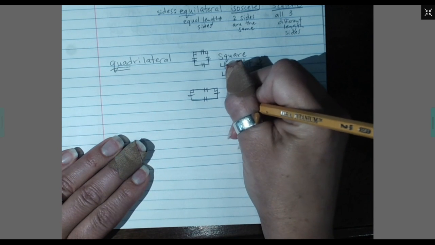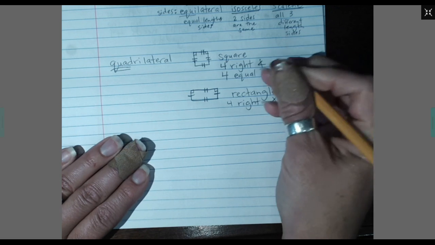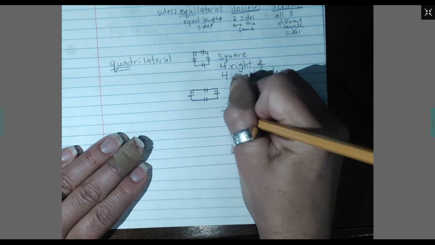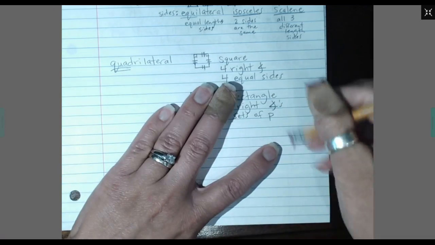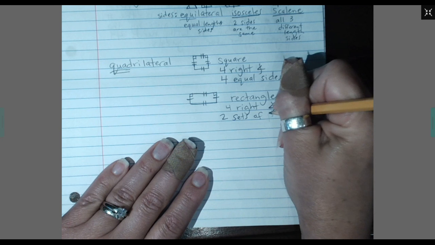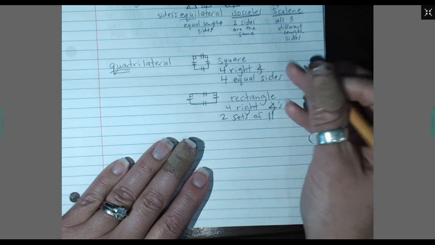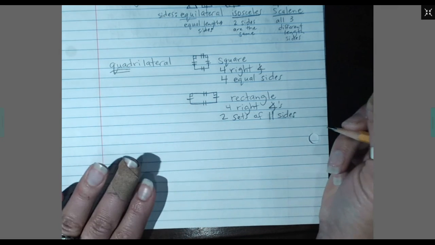So it has 4 right angles, and it has 2 sets of parallel sides. And actually, let's do the notation for parallel for you to learn. Parallel sides. 2 sets of parallel sides.